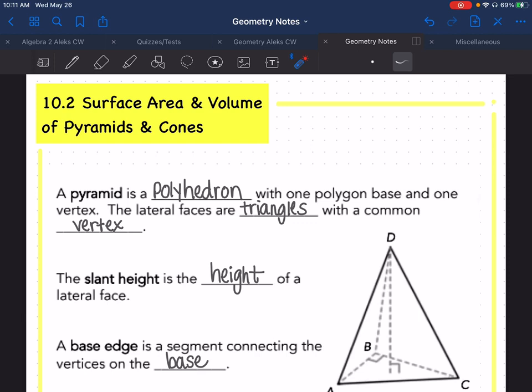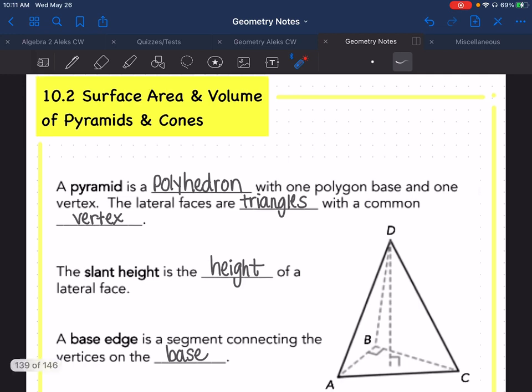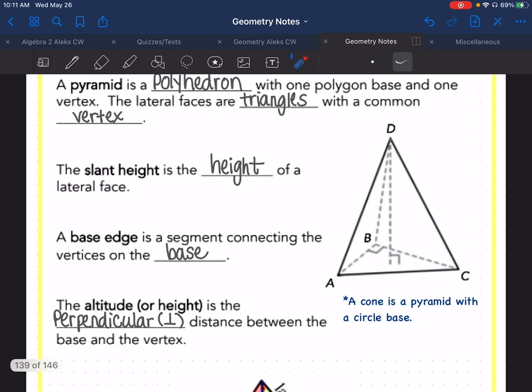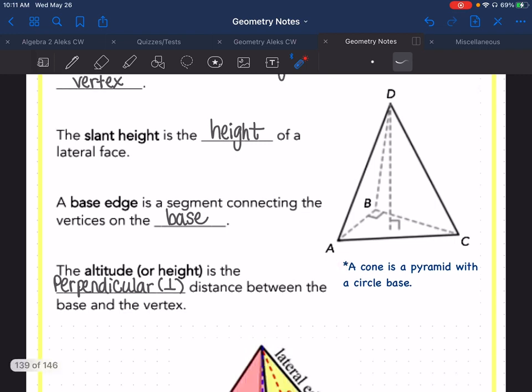Pyramids have what are called a slant height. This is the height of one of the lateral faces, so one of the heights of the triangles. A base edge is a segment connecting the vertices on the base. And the altitude or the height is the perpendicular distance between the base and the vertex. And just a quick reminder that a cone is just a pyramid that has a circular base.